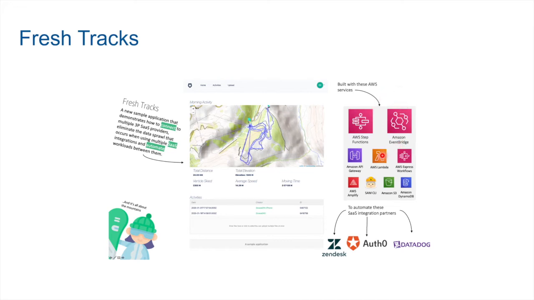So if you look at the collection of services that went into creating this application, you have Step Functions, which is a stateful workflow capability within AWS. You have EventBridge, the messaging service. You have the API Gateway. You have, of course, AWS Lambda, where you write your functions. You also have Amplify, Amazon S3, where you upload the GPX files, and then DynamoDB, where you store the processed GPS files. And we are using Auth0 for authentication.